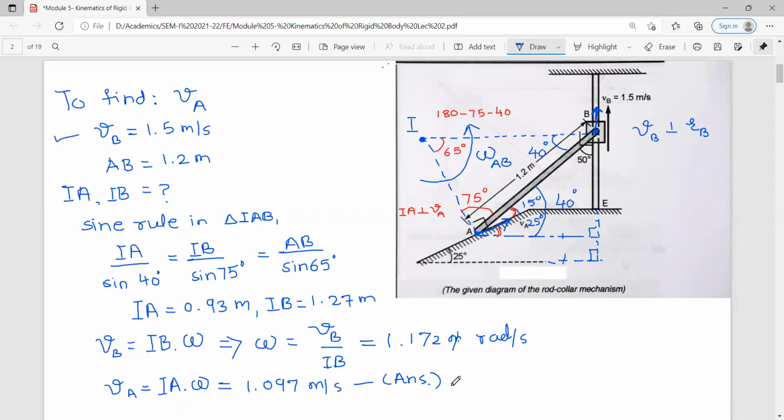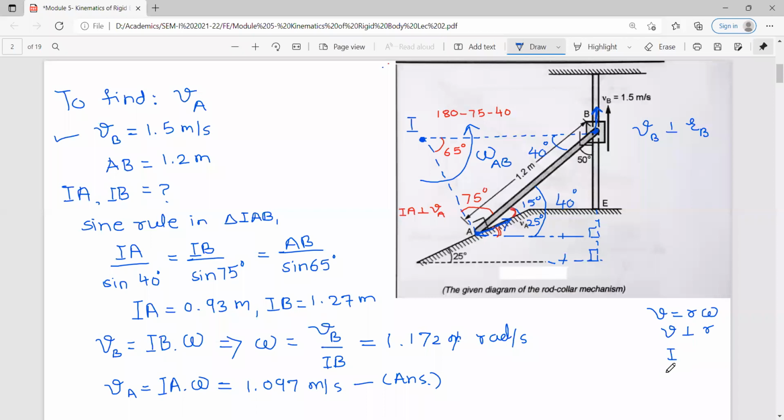So all of you understood the problem. How did we solve it? We use only one formula in the ICR method: velocity is equal to r into omega. You need to remember that velocity is perpendicular to radius, and we need to find out the ICR point.